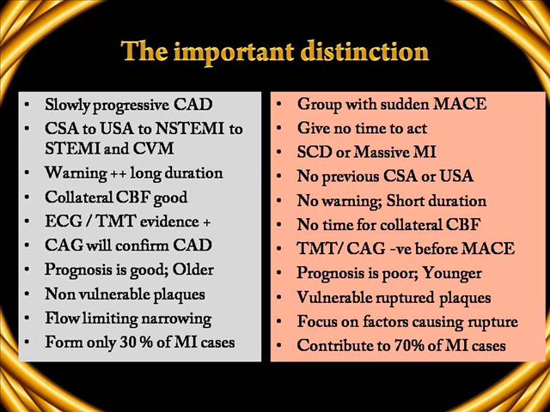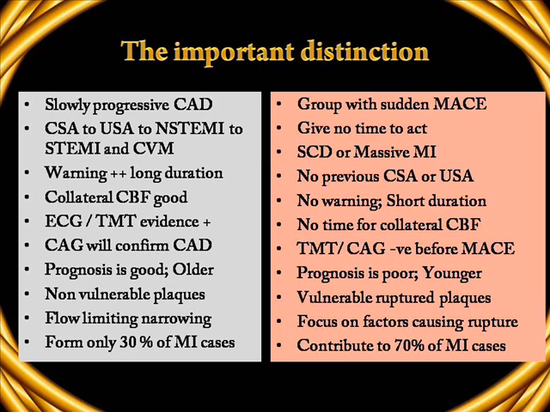Resting ECG is always negative in them. TMT and CAG are also negative before the major acute coronary event. Prognosis in these patients is very poor. Usually these are very young in age. Why has the MACE occurred? Because of the vulnerability of the plaque.